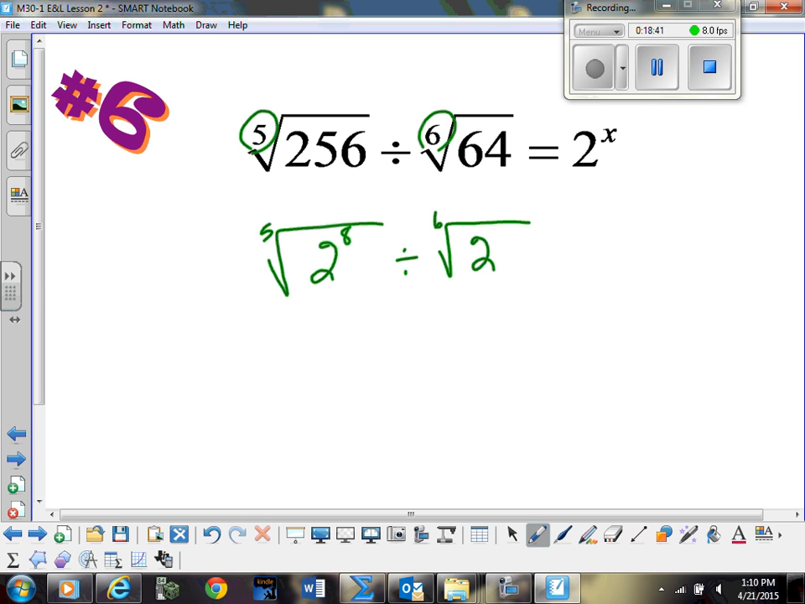64 is 2 to the 6. So recognizing them as base 2 would be the first step. And now changing the roots, we don't have laws of radicals like this. We need to change them into exponents so that we can work with them. Now this is going to be a denominator of 5 and a numerator of 8. Denominator of 6, numerator of 6. Well, that's 6 over 6.